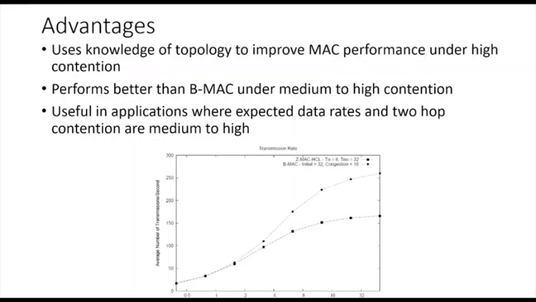Now, coming to the advantages, this is useful under applications where high data rates are expected and 2-hop contention is medium to high. As shown in this graph, ZMAC performs better than BMAC under medium to high contention. ZMAC uses knowledge of topology to improve MAC performance under high contention.